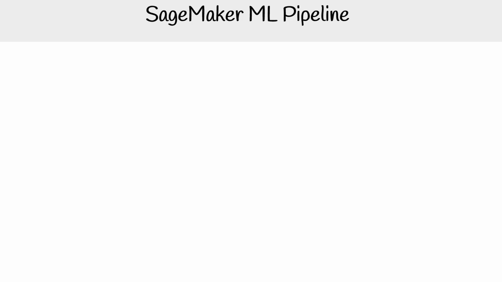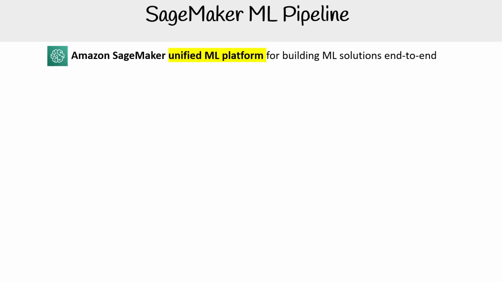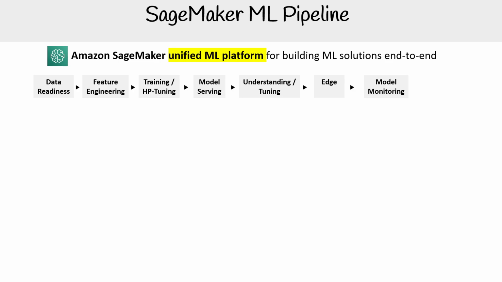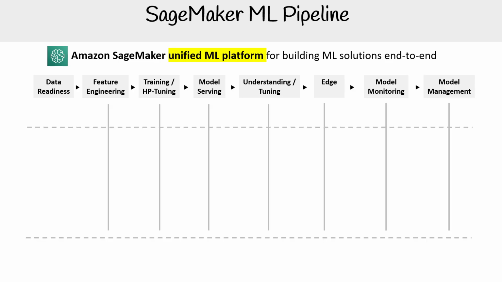All right, let's take a look at the SageMaker machine learning pipeline. SageMaker is a unified machine learning platform for building ML solutions end to end. There are various stages of what this pipeline looks like. We have data readiness, feature engineering, training, fine tuning, model serving, understand tuning, edge, model monitoring, and model management. In different areas, there's going to be different things.